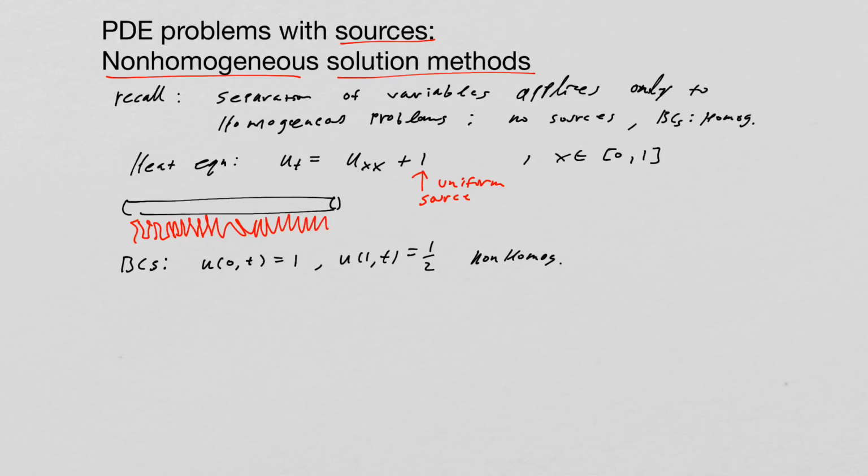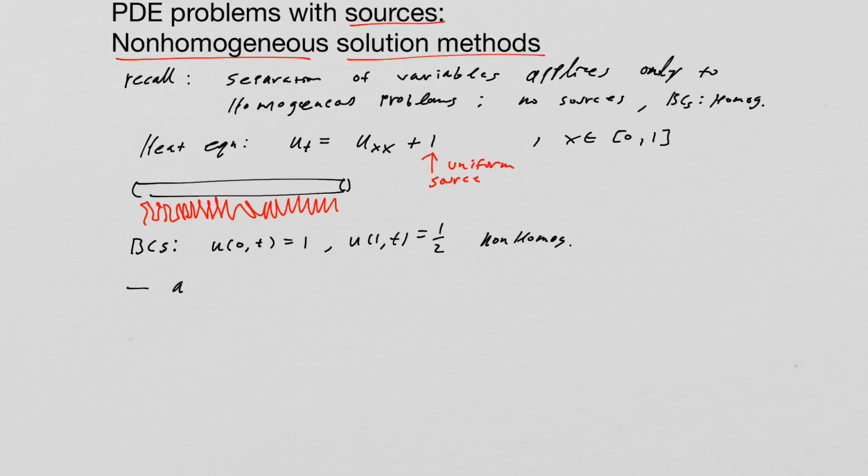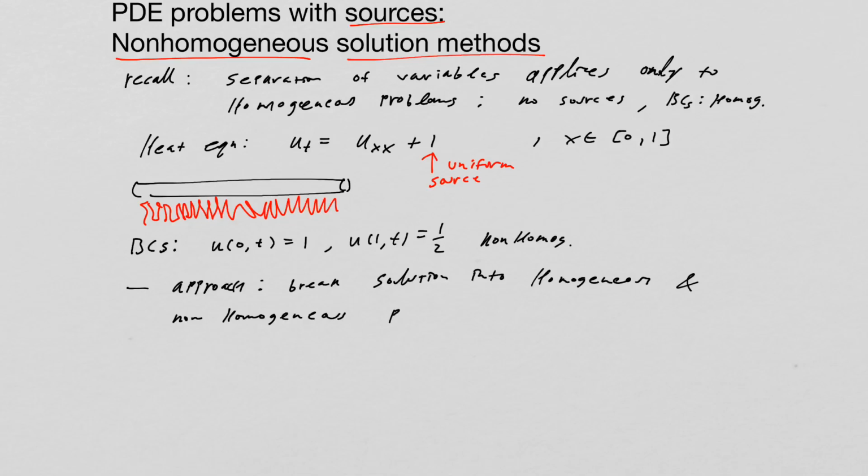Okay, all right, so we have two things here that make this problem impossible to solve with separation of variables. So I'm going to tell you now what the trick is. So the approach is to break the solution into homogeneous and non-homogeneous parts.